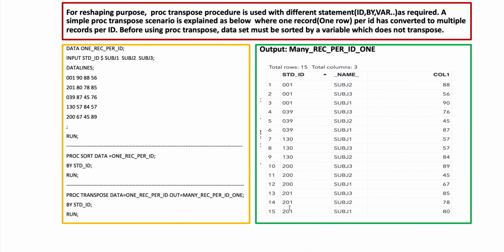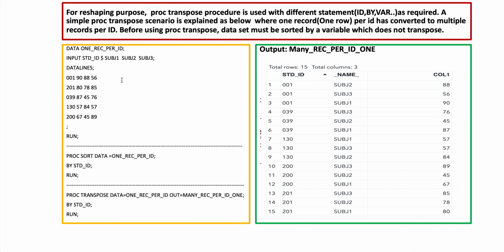For reshaping purposes, the PROC TRANSPOSE procedure is used with different statements. Statements can be ID, BY, VAR as required. A simple PROC TRANSPOSE scenario is explained below, where one record, that means one row per ID, is converted to multiple records per ID. Before using PROC TRANSPOSE, the dataset must be sorted by a variable which does not go to transpose.